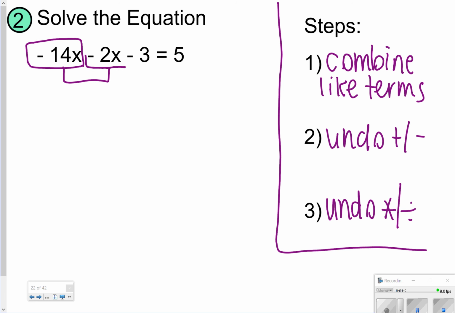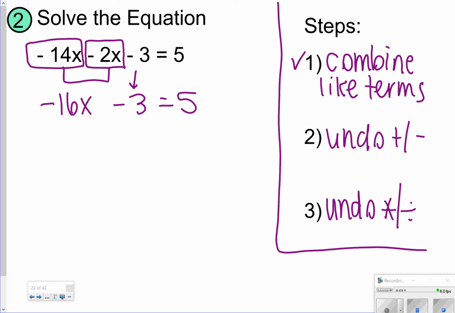What you do need to notice is whatever sign is in front of the number means it's going to be positive or negative. Negative 14x is obviously negative, but this 2 has a minus sign in front of it, and that also means it's negative as well. So actually you'd get negative 16x here, and then just bring everything else down. Minus 3 is equal to 5. Then you can go on to undoing addition or subtraction.